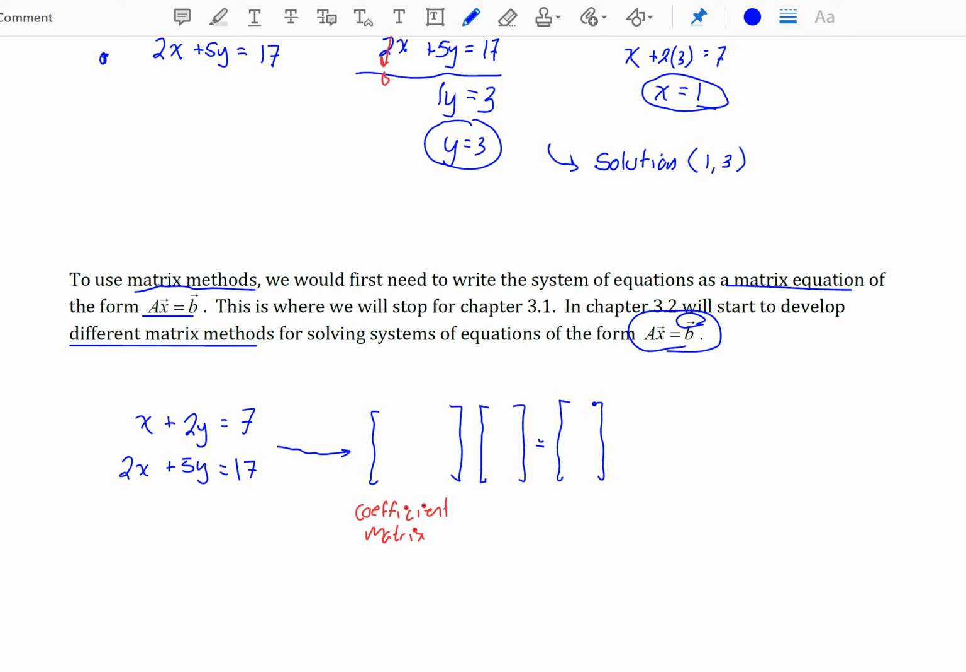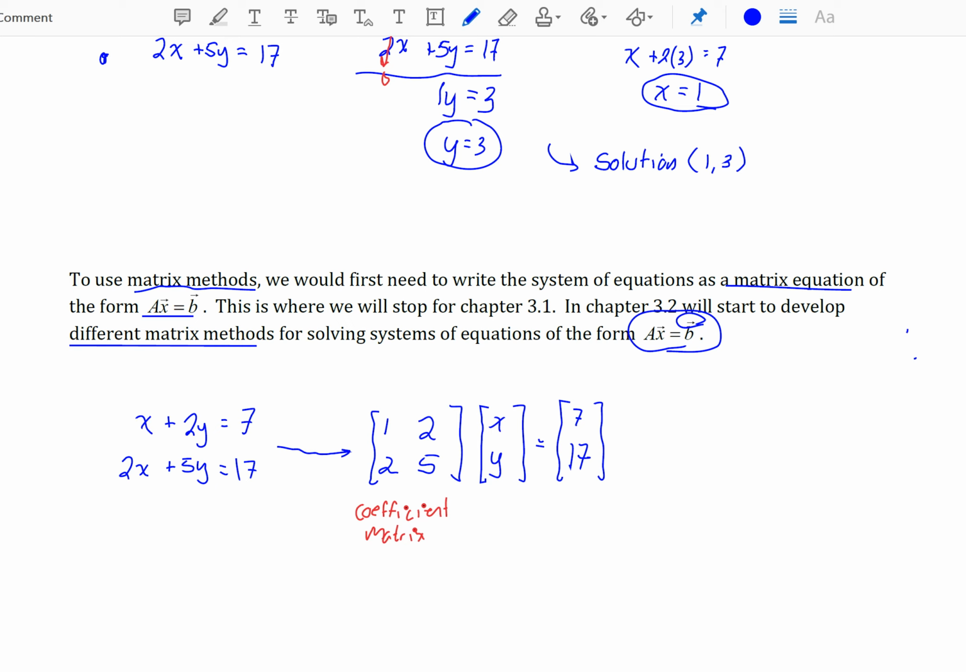Now, my coefficient matrix is just going to be the coefficients of our system of equations on the left side. It's going to be the 1, 2, 2, 5. So this is a nice 2 by 2 matrix. 2 rows, 2 columns. The vector x is going to be the vector of variables, just the x and the y variables. And the vector b is going to be the right-hand side of our system of equations, so just 7 and 17.